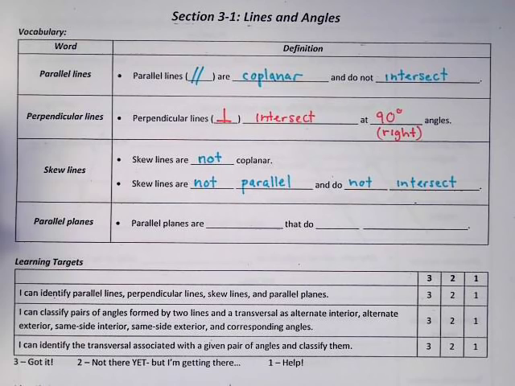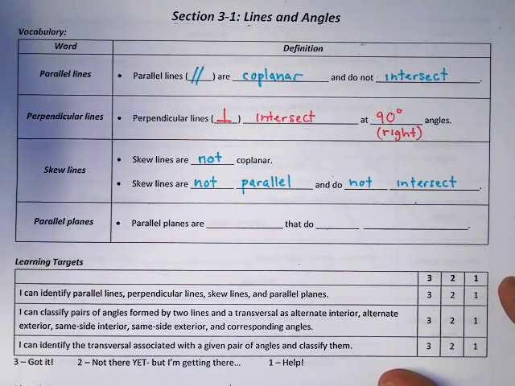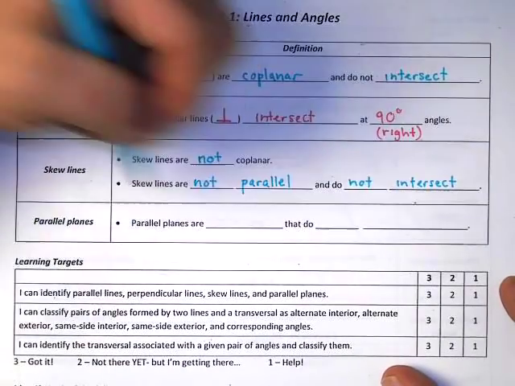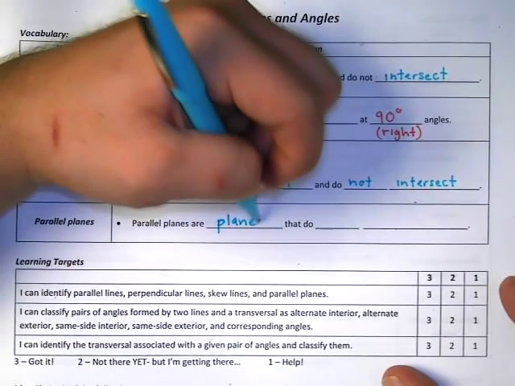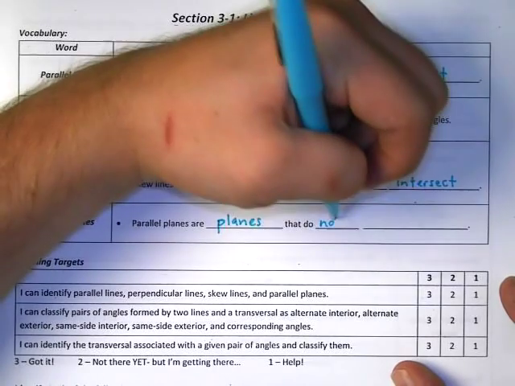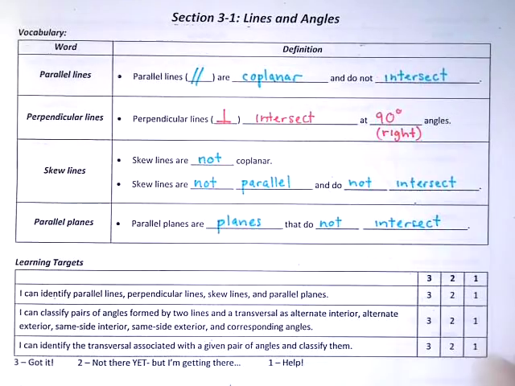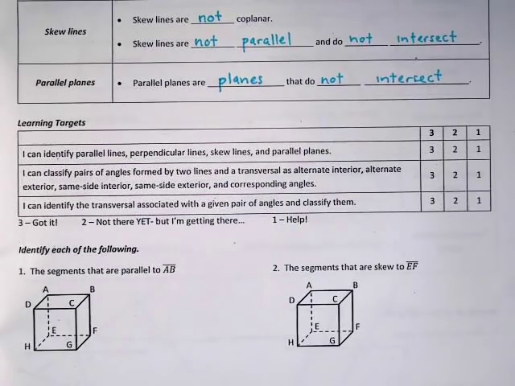Now, also with parallel lines, parallel planes. Parallel planes are planes that do not intersect. All right? Parallel planes are planes that do not intersect. So now we have to kind of put all this together and practice some of it.